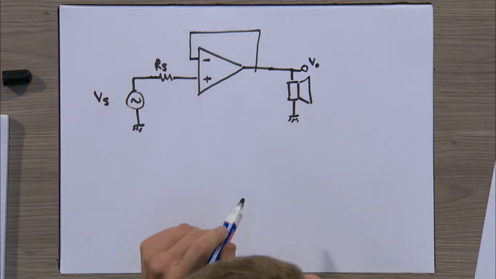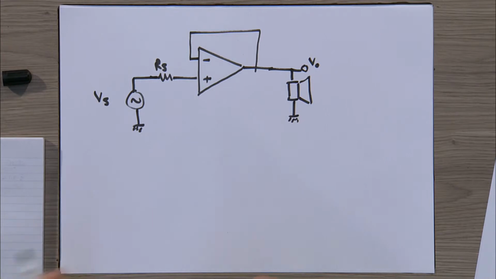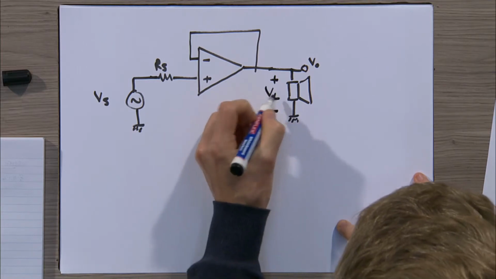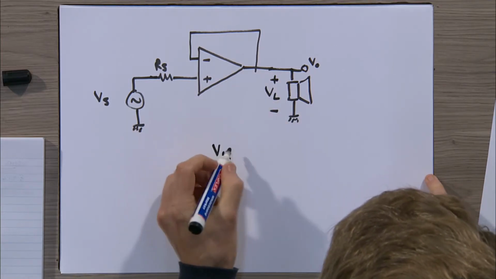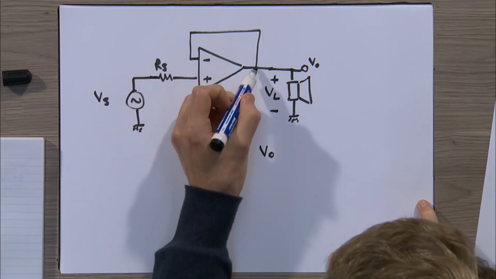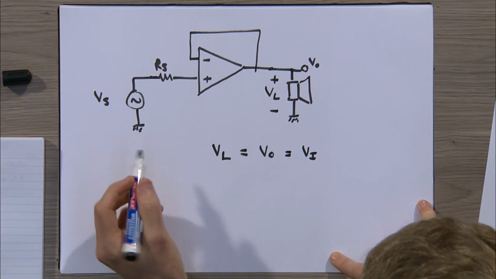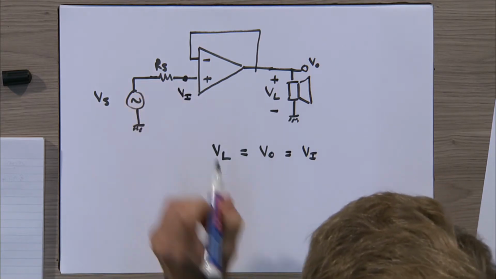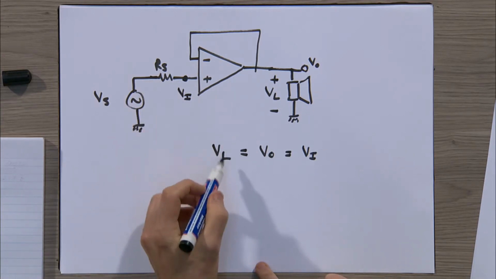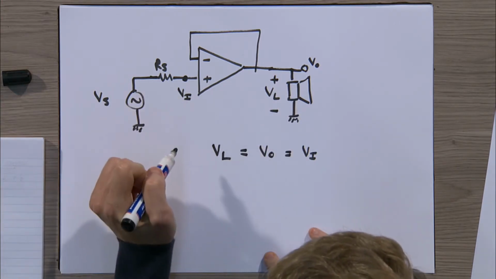Okay, let's calculate what the voltages are in this case. So our output voltage is equal to the voltage across our load. So our load voltage is equal to our output voltage. But remember that for the voltage follower, this is also equal to our input voltage. Our input voltage is the one over here. So once we have an equation for our input voltage, then we can say what the amount of voltage on our load will be. Okay, so how do we get this input voltage?